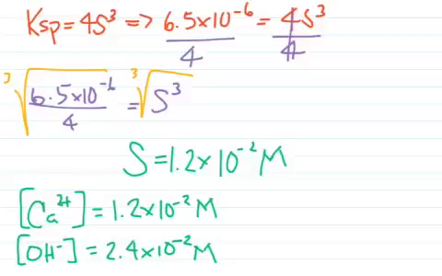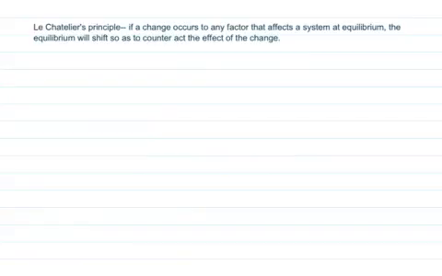So if we wanted to work backwards, we can. So let's talk about factors that affect the solubility. Well, the first thing we need to talk about is Le Chatelier's principle. Sorry, I'm not really good with my French. But the concept is, if a change occurs to any factor that affects a system at equilibrium, the equilibrium will shift so as to counteract the effect of the change. So if I add heat to the reactant, it's going to shift right. If I add heat to the product, it's going to shift left. This concept we saw in Chem 100.